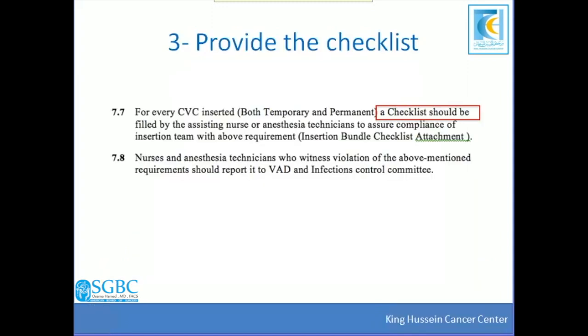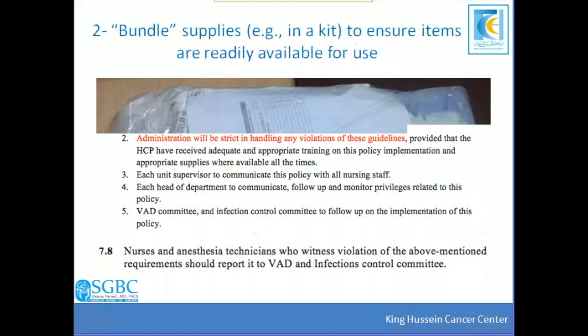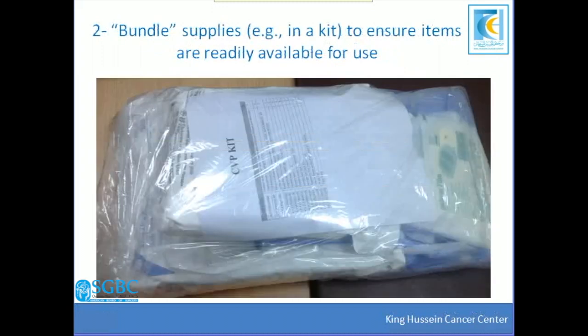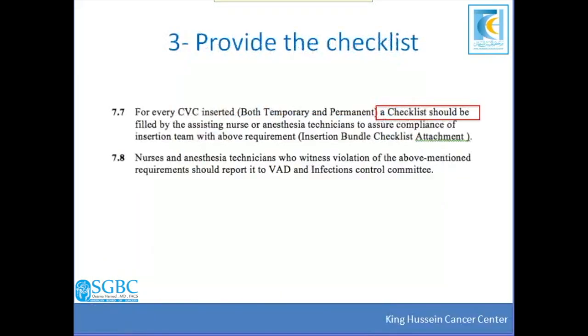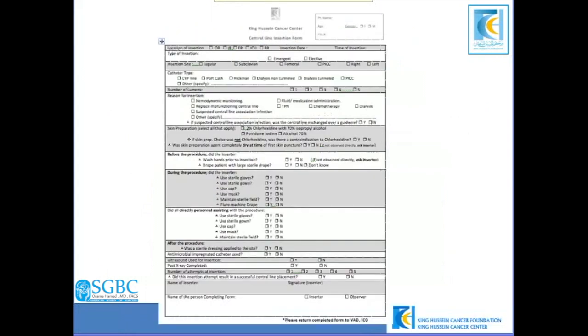But I think in the meantime, we'll have to work with what we have, which is the tray, including the full drapes, the full sets, the dressing, the sutures, the saline solutions, the chlorhexidine, everything. And then in terms of the checklist, we have a checklist that needs to be filled by the one who's observing, either a nurse or a technician or anybody who's observing central lines. As you can see, it's very easy to fill.